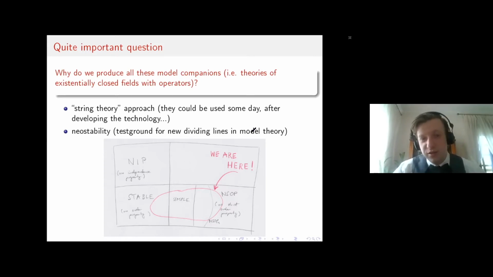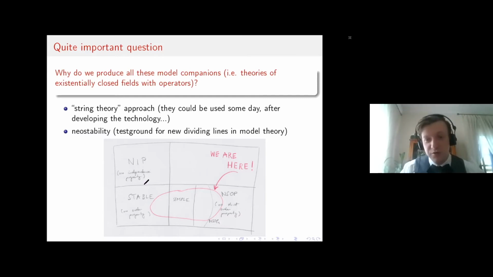Actually, I don't like this answer. There is another answer which I like more, and that's neo-stability. We are trying to do all these dividing lines in model theory, and doing these dividing lines, we need more and more examples because things are getting more difficult. The intuitions which we had in previous situations don't work anymore.